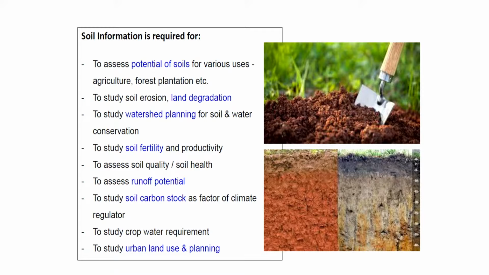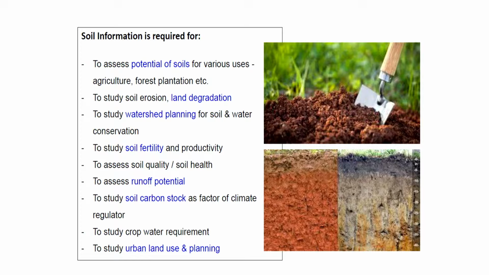and also to study related to climate change, how much carbon is stored in soil, that we know as soil carbon stock. It is because soil also governs the crop water requirement, because soil holds the water. So for estimating crop water requirement, and also for urban land use planning, you can see that there are various applications for soil information.